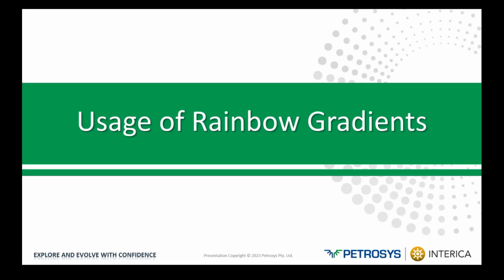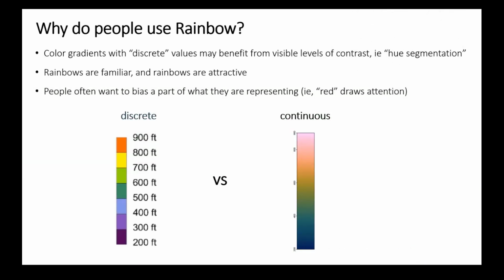So why do people use rainbow gradients at all? I can see a couple of reasons why people might use rainbow gradients. One, they are very handy when you're working with a more discrete color bar, such as what you're viewing on the left-hand side here. If you're working with a discrete color bar with only, say, less than 10 points, it might make sense to use a rainbow color bar because the different colors in the rainbow color bar actually provide a lot of points of different contrasts.